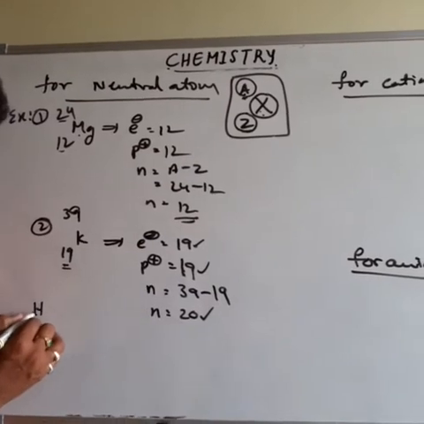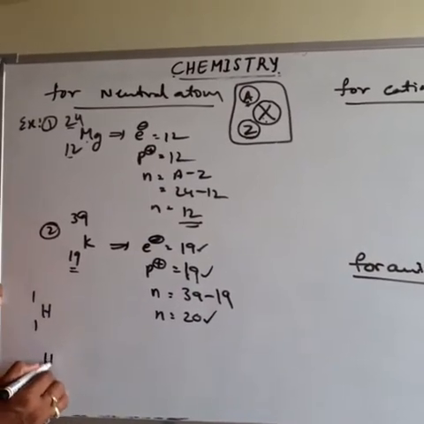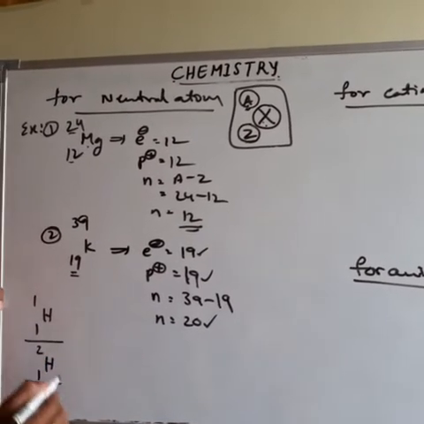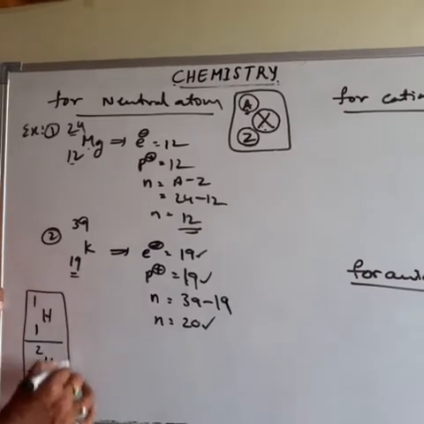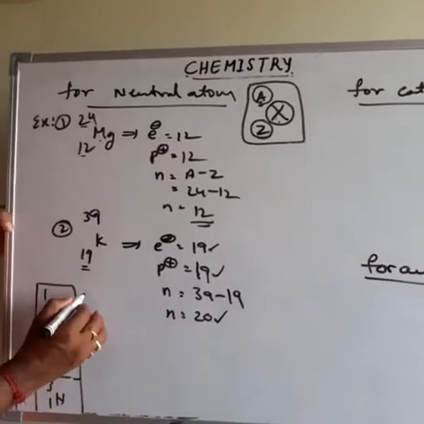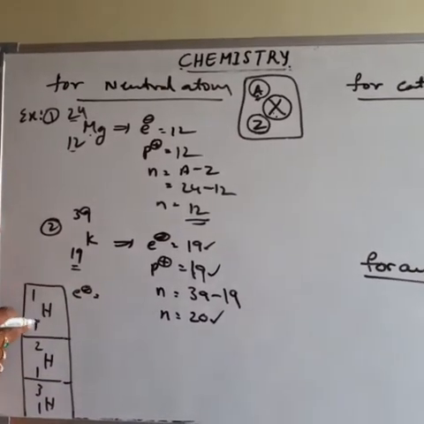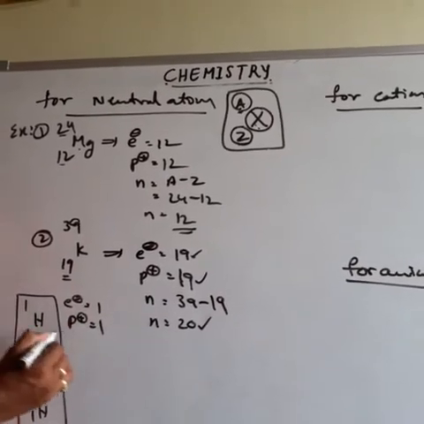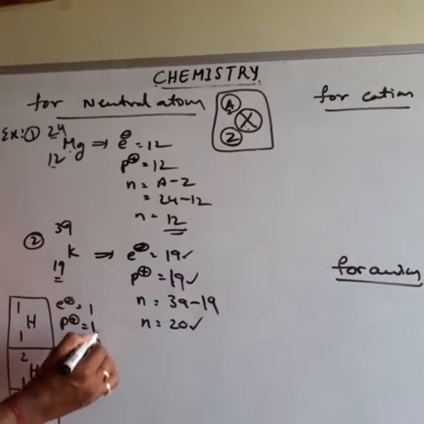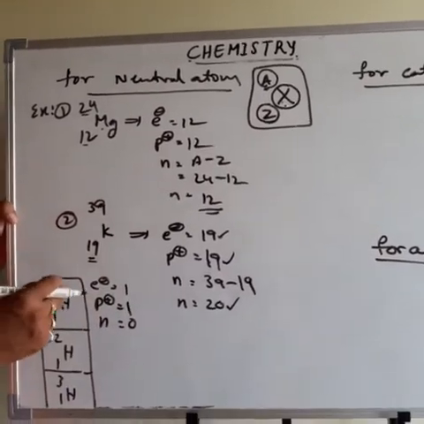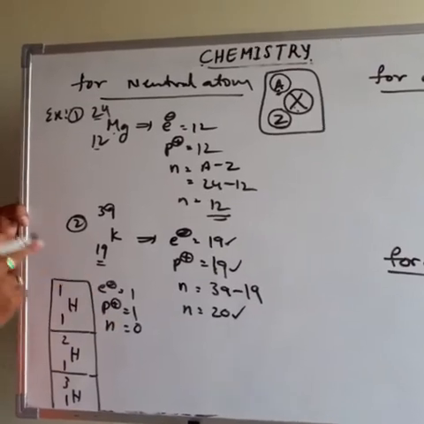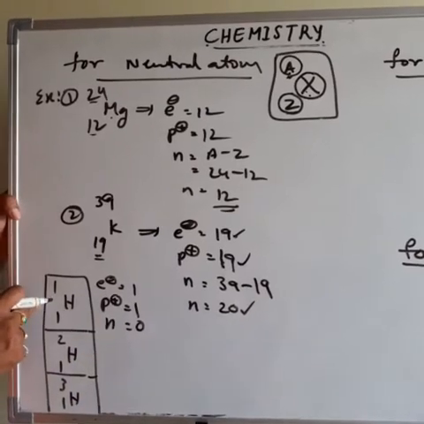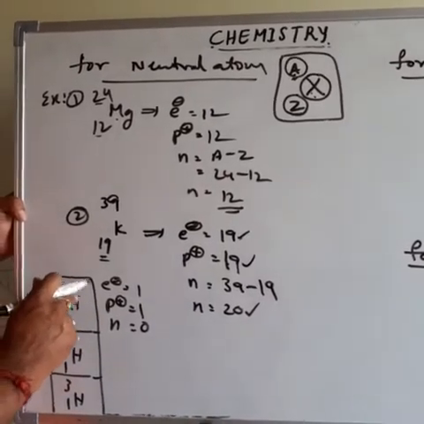The isotopes of hydrogen: this is protium, this is deuterium, this is tritium. How many electrons are in protium? Electron number equals atomic number, 1. Proton number is also equal to the atomic number, 1. Neutron number is 1 minus 1, 0. This is a very important point. Which of the following isotopes does not contain a neutron? Protium does not contain a neutron. Neutron number is 0 for protium. This question has come 2-3 times in competitive exams.